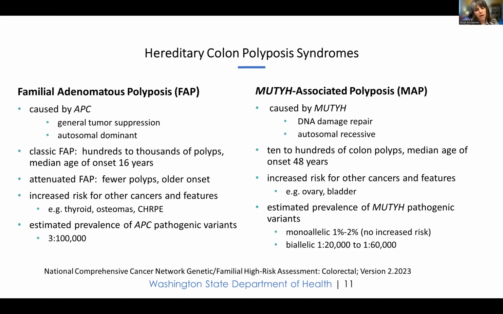And then we also have the prevalence included at the bottom here. For APC, it's 3 out of every 100,000 people. And for MAP, carrying one mutation in one copy of the gene is estimated as 1 to 2% of the general population, but these people do not have the increased risk. People with the full condition, the biallelic condition, the estimate is 1 out of 20,000 to 1 out of 60,000 people have that.